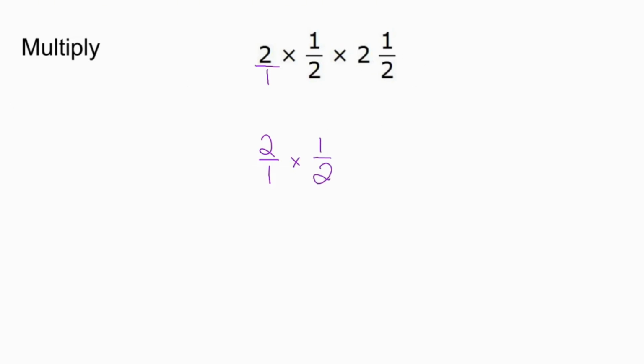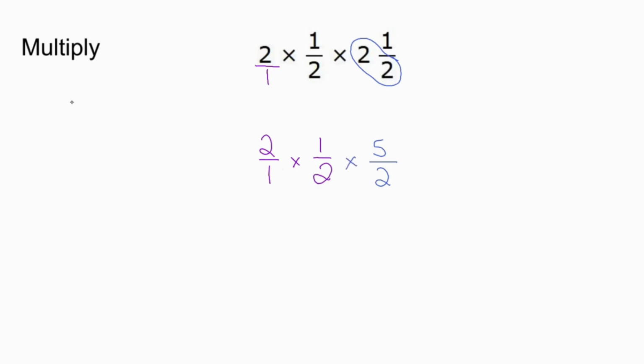Now, this is a mixed number. How do I turn a mixed number into an improper fraction? Multiply the 2 that lives out in front by the denominator of 2, so 2 times 2 is 4. Add that to the numerator of 1, so 4 plus 1 is 5, and keep your old denominator of 2.